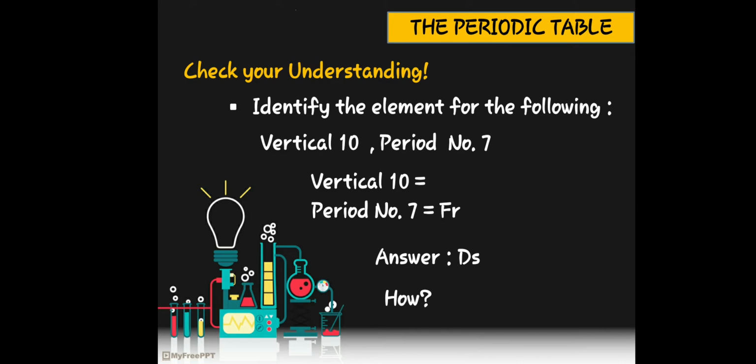Okay, another example. Let's try this one. It said to identify the elements for the following. Vertical 10, period number 7. Don't get confused with regards to period and horizontal. If I use period, that is actually a horizontal. If I use horizontal, that is actually a period. Okay, always remember that one. The vertical 10 answer is DS, and the period number 7 is FR, francium.